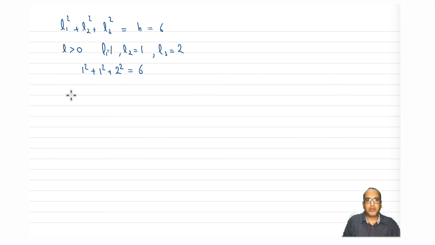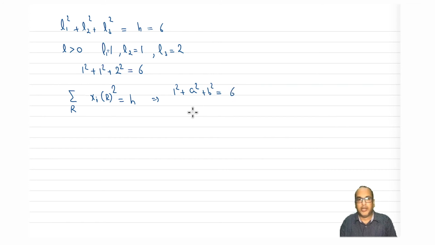So now we also know that the summation over all R of the sum of squares of characters is equal to h, which tells me that 1 square plus A square plus B square is equal to 6, right? So we already know this is 1.